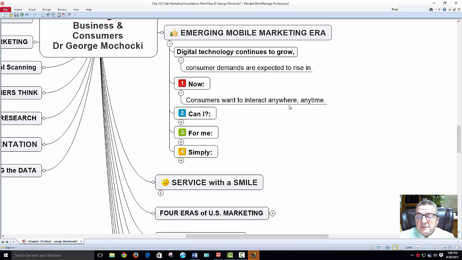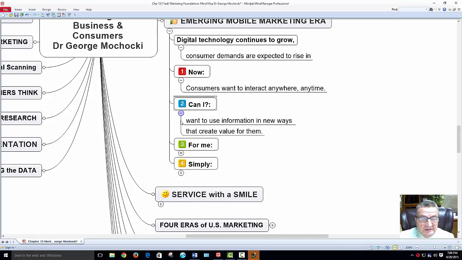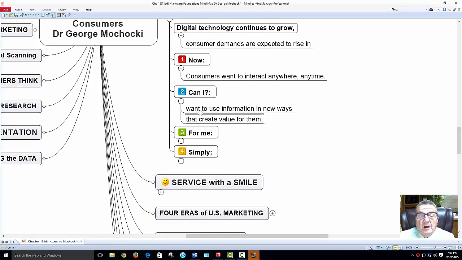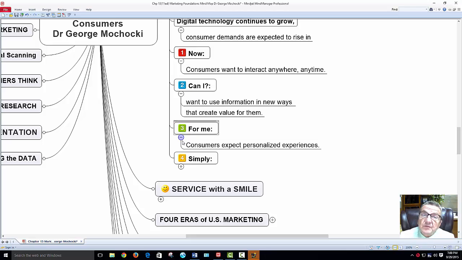Consumers want to interact anytime, right? Technology gives me that option. I want to use information in new ways to create value for them. Tell me everything else I can compare right there, or I'm in the store, tell me where the sales are, or notify me when you have the sale. Consumers expect a personalized experience. I will only notify you on items that you bought or similar items, not everything in the store, because you have no interest unless you note it or update your profile.